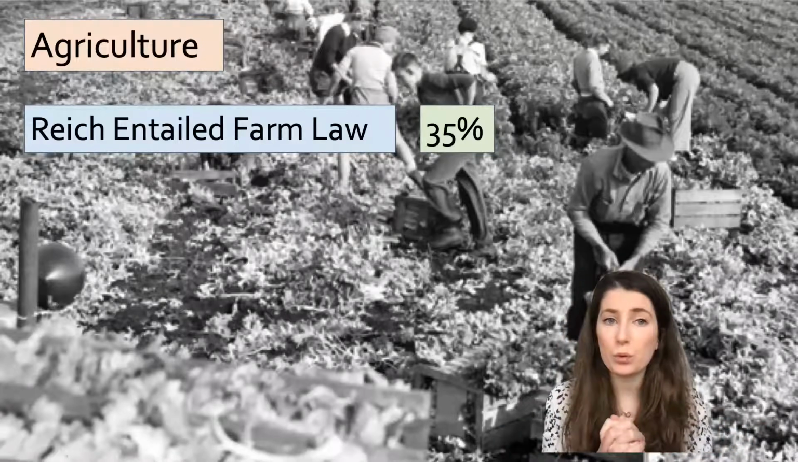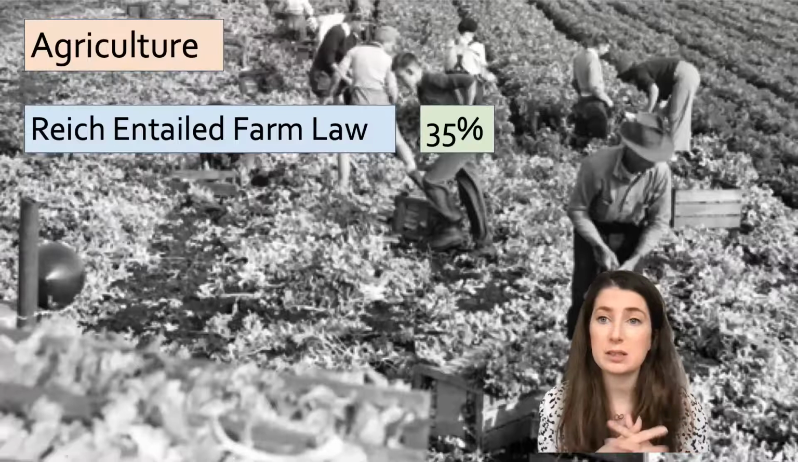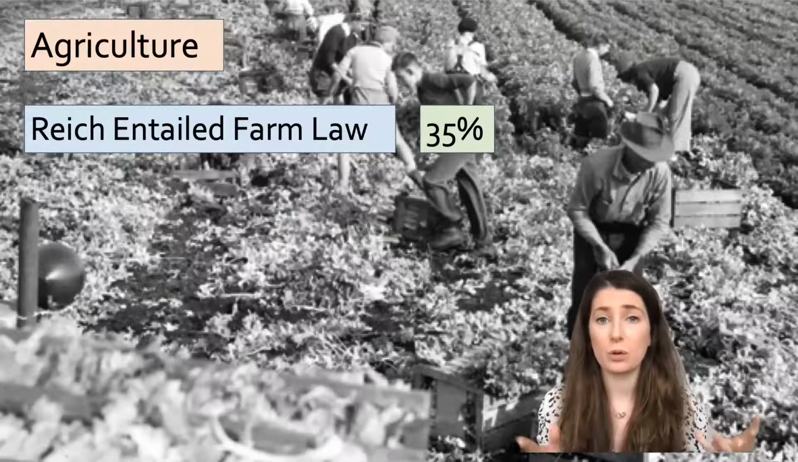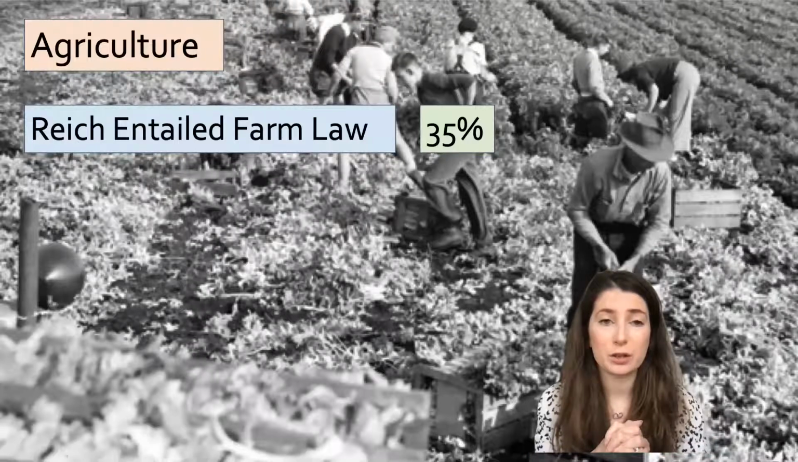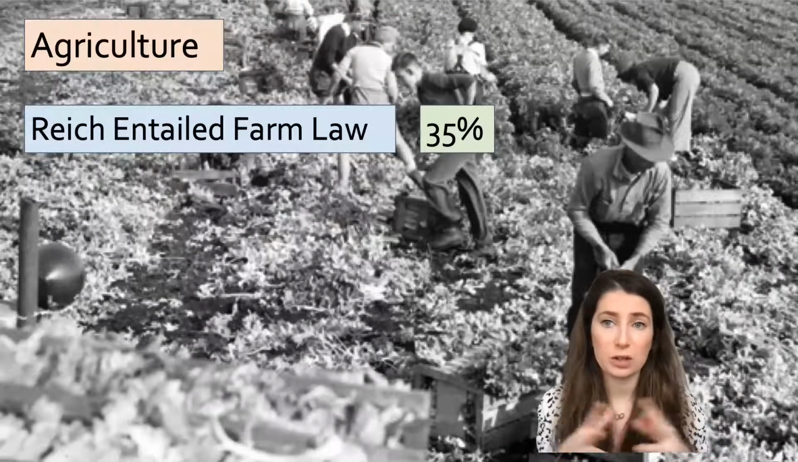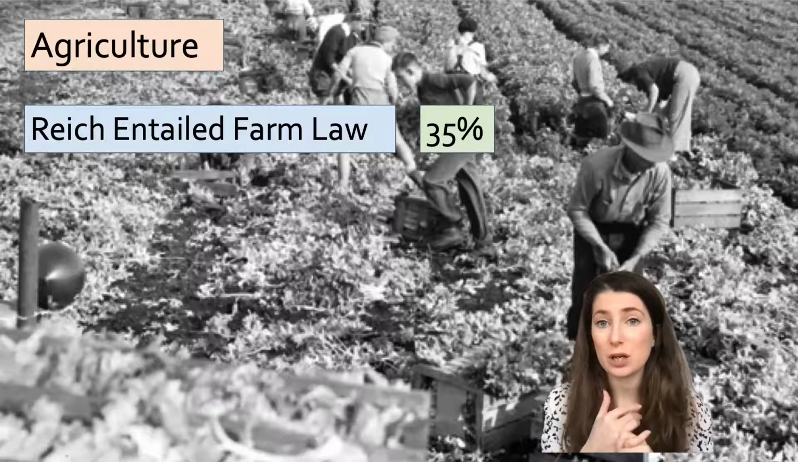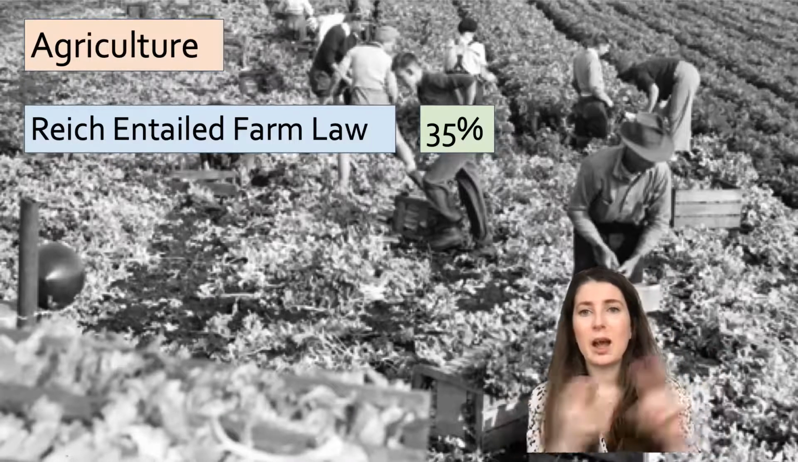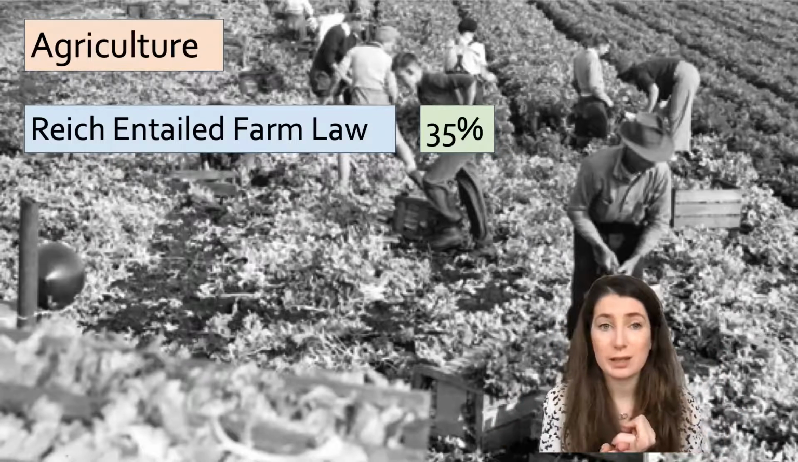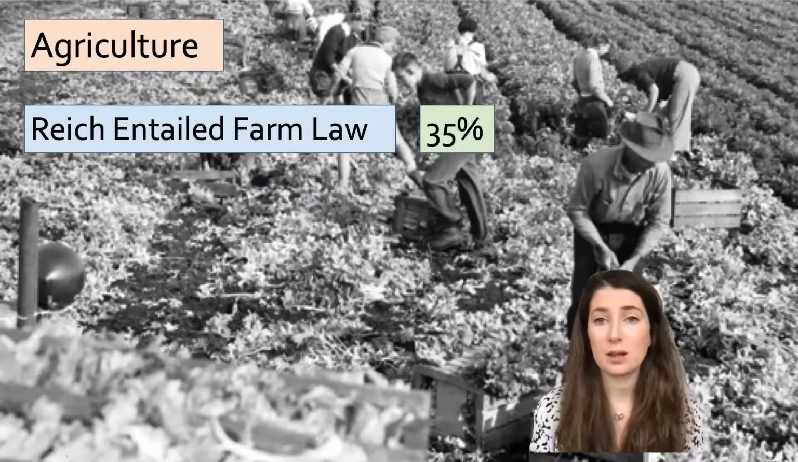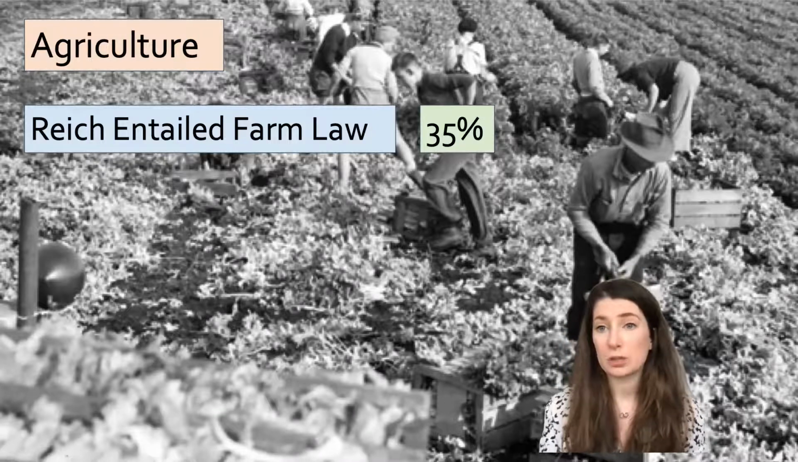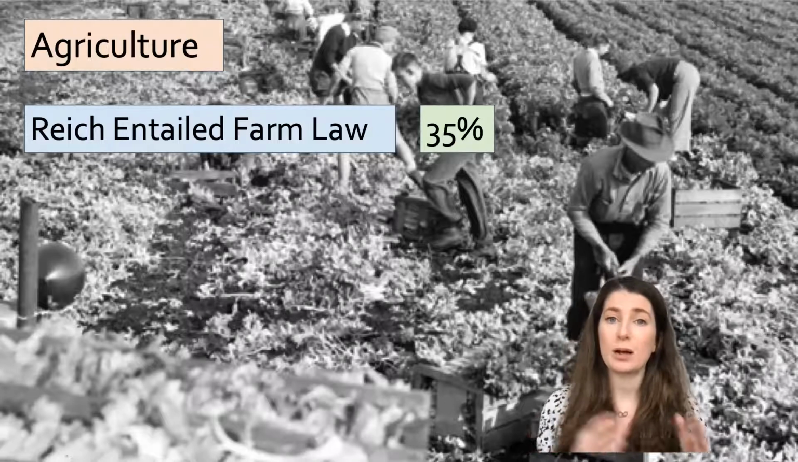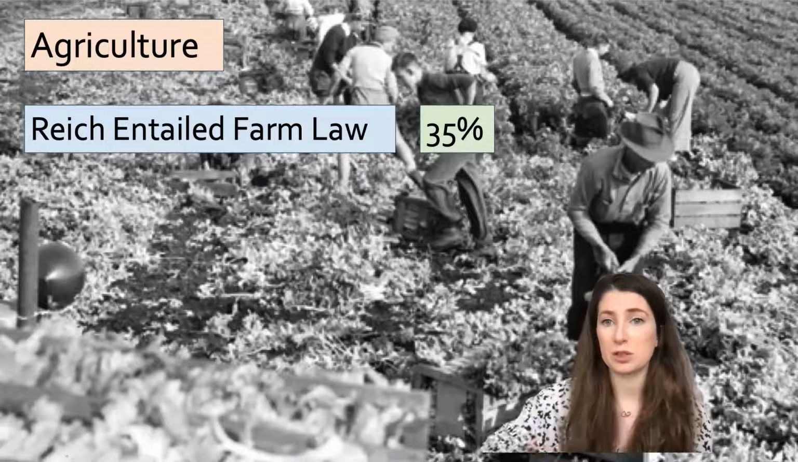Now, the government also wanted to avoid high food prices, as this would threaten wage stability. Therefore, everyone involved in agriculture had to join the Reich Food Estate, which regulated production, distribution, imports, wages, and prices. And in May of 1933, the Reich Entailed Farm Law was designed to protect smaller farms, which were around 35% of all farms in Germany.